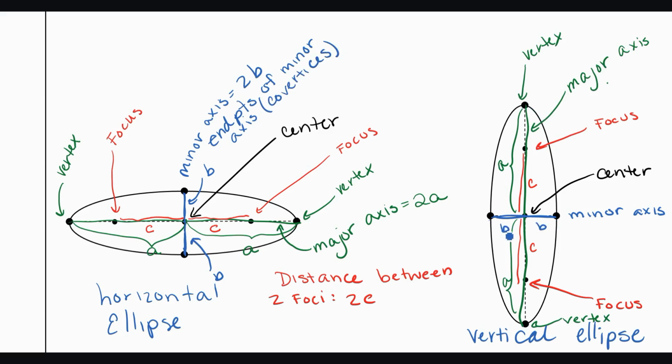I know it looks pretty crazy, right? But notice we really have three important things here: A, B, and C. A goes out to our vertices, and that's going to be the longest of all three of them. B goes to the endpoints of our minor axis, which you may see called co-vertices. And then C goes to our focus. It's important to remember that you always have the formula that C squared equals A squared minus B squared. That will be true for each of these types of ellipses.